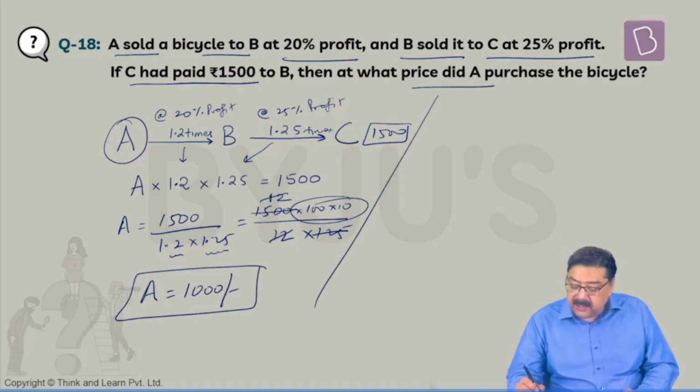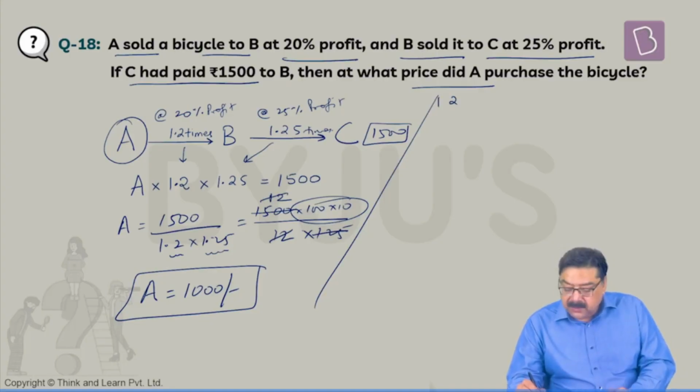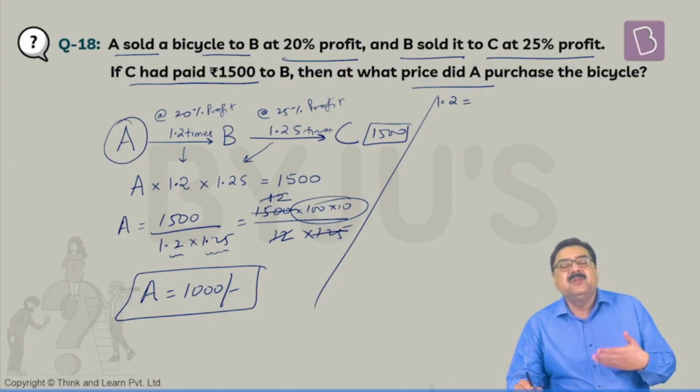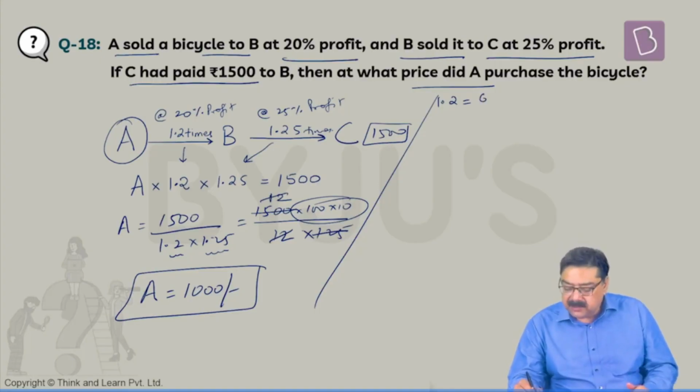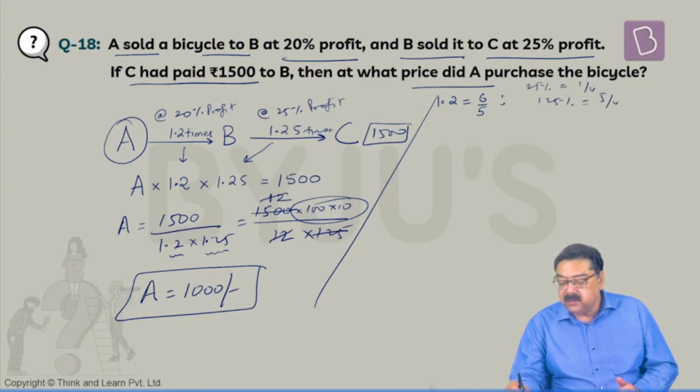Or else you can make use of fractional equivalent of these decimals. So 1.2 times 20% is 1 by 5. So 1.2 times or 120% shall become 6 by 5. 25% is 1 by 4. So 125% is 5 by 4. You add the denominator to the numerator. So 1.25 fraction equivalent shall be 5 by 4.